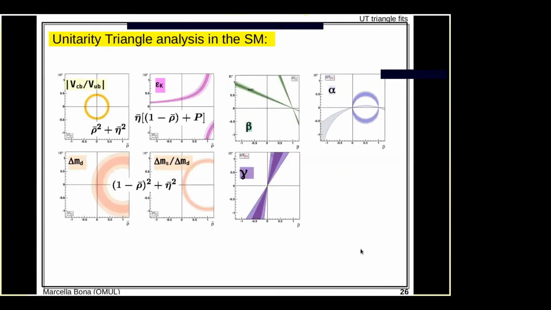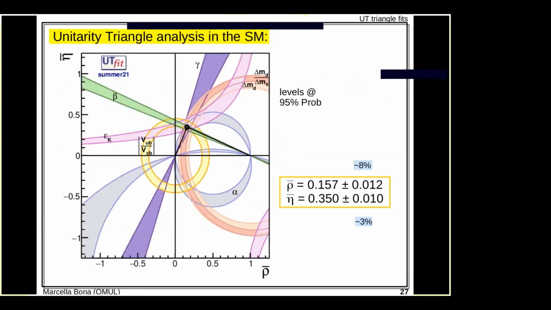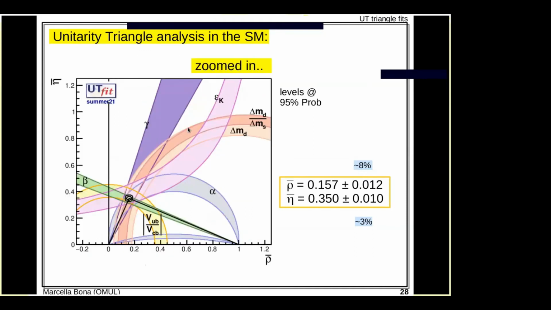Now, if I put all the 7 constraints that I mentioned together, I get this. This is the updated fit, where you have the precision of rho bar, eta bar. You see there's a small point. I can zoom in so that I can see the 2 areas. The smaller one is 68%, the bigger one is 95% probability, while in general the areas are all at 95% probability to show you better. So this has become rather precise.